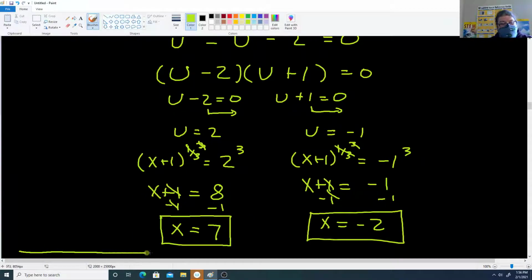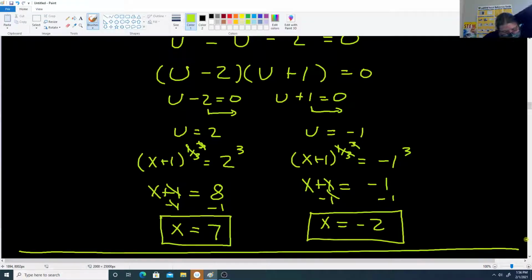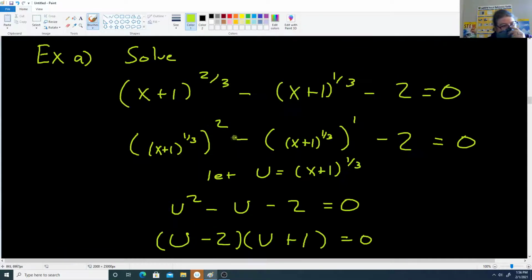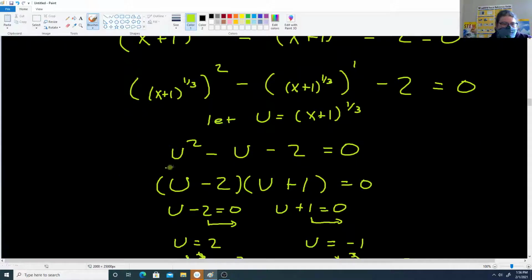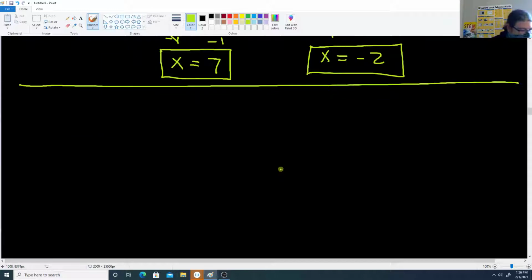Okay, so the last couple that we're going to look at are going to have this same type of style where you get parentheses on stuff, get them looking like stuff squared, minus stuff to the first power, minus a number, or whatever. We're going to let u be the kind of messy part, and then we'll be able to rewrite it in terms of u's, and that'll be something that's easy to factor.